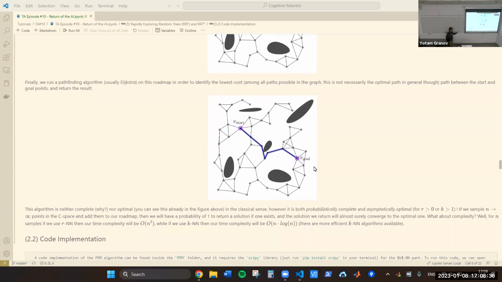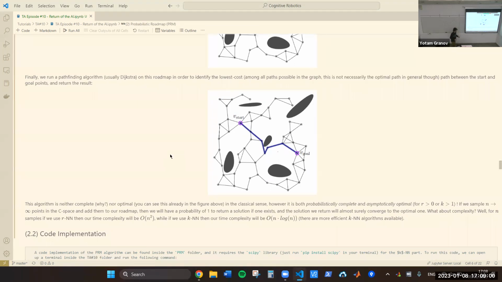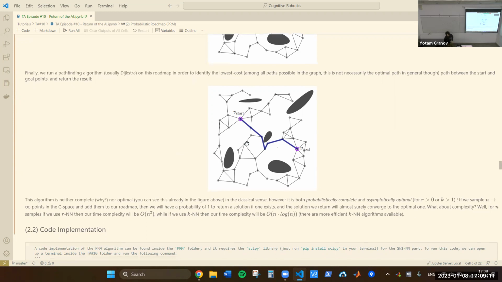So PRM is not complete or optimal in the classical sense, but luckily in the probabilistic sense, it's actually both probabilistically complete and asymptotically optimal. So if I sample infinite points in my free space, you can imagine that I'll have the densest graph possible. And on the densest graph possible, I will of course have every single possible path in the free space. And if I have every single possible path in the free space, then of course I'll get the optimal one. And so PRM will be asymptotically optimal and probabilistically complete.